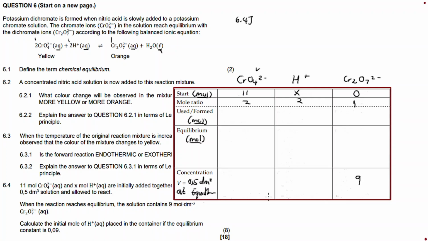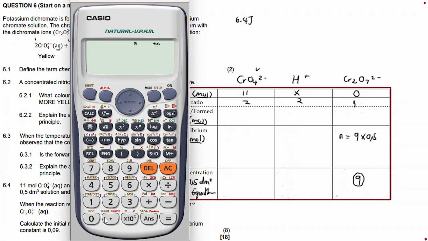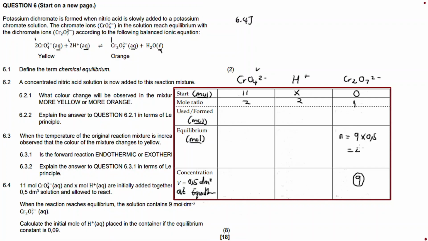Alright, so we have 9, and remember this is a concentration for the product at equilibrium. So the concentration at equilibrium, we take this 9 and multiply, because we want the number of moles at equilibrium, so we take the 9 and multiply by 0.5. I think it's going to be 4.5, but that's a half, yeah. Just to double check, yes, 4.5. So equal to 4.5 mole.